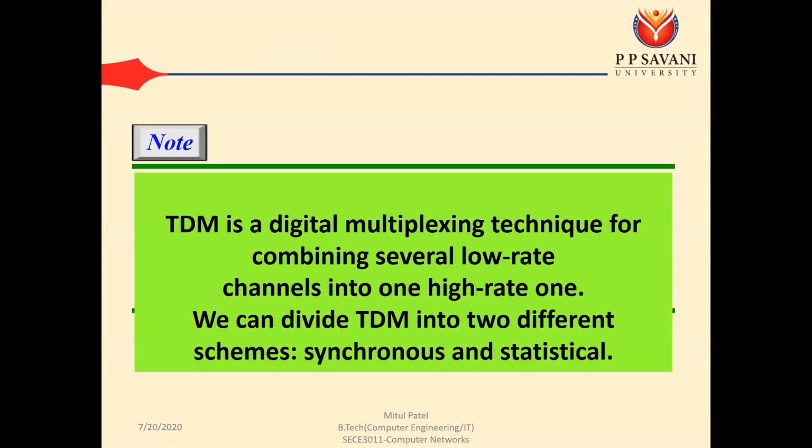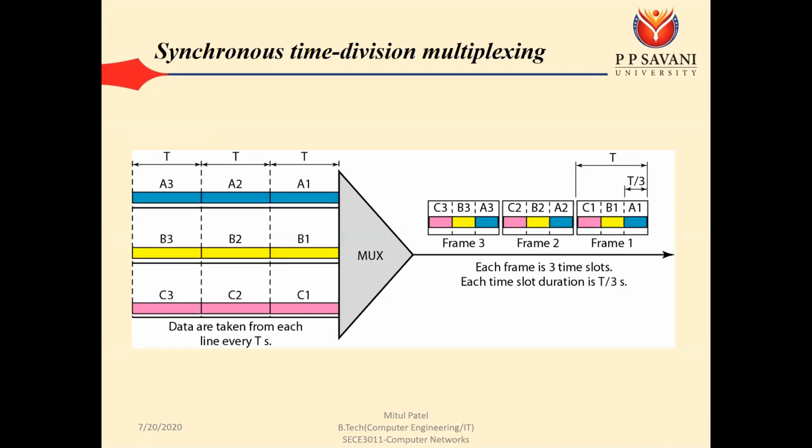So TDM is a digital multiplexing technique for combining several low rate channels into one high rate one. The advantage of TDM is that we can combine several low rate channels and create a channel with one high rate. There are two types of TDM, that is synchronous and statistical. First we will see the synchronous TDM.